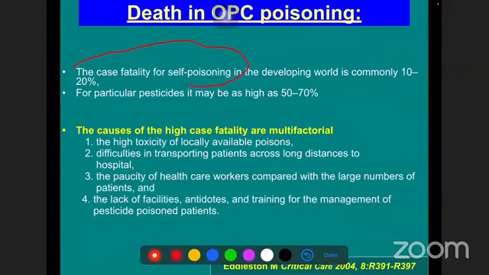The death rate is not 10 to 20%. I think it is less than 10% in the hospitals who are following the protocols like mild, moderate, severe grading, and the therapy, all other therapies, the death rate is very less than 10% in our country. So it may be as high as 50 to 70% if there is no treatment. But with treatment in the hospitals, who know the management of the OPC poisoning, death rate is very, very low. We can recover the patient with proper treatment.